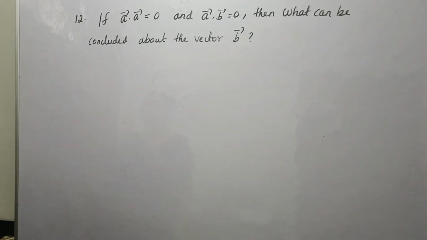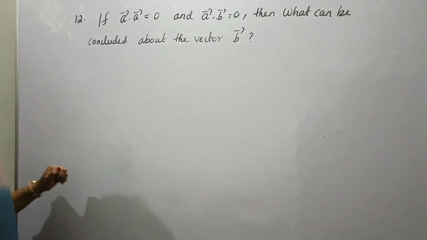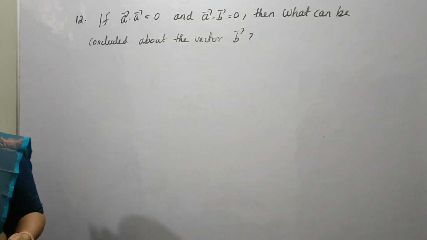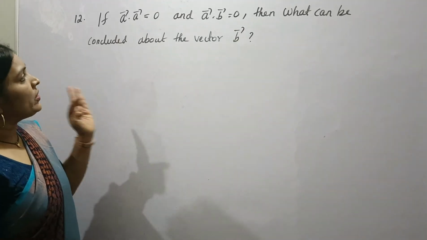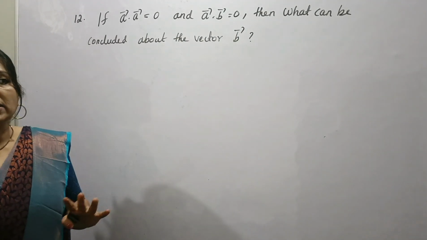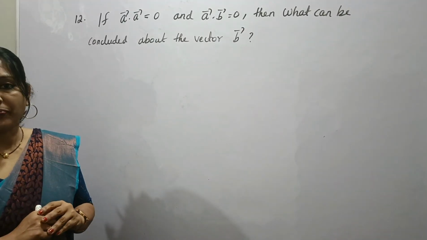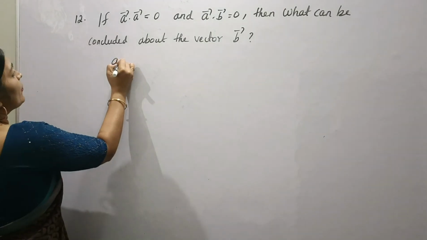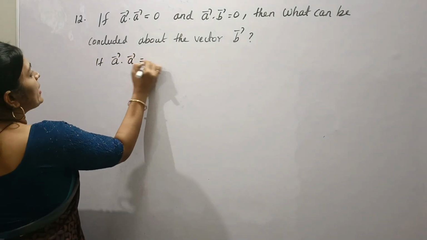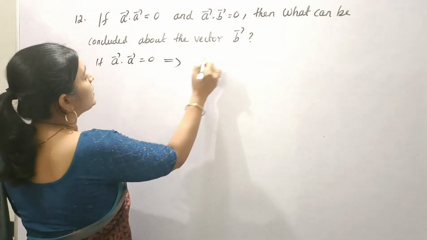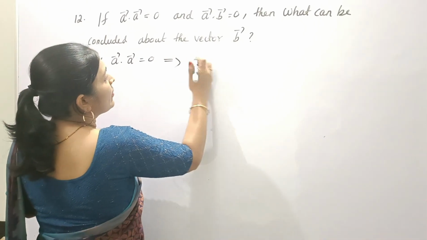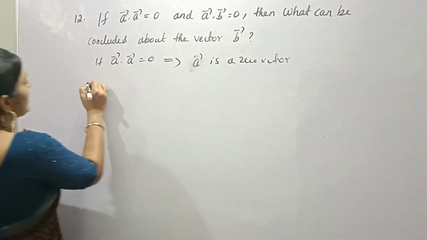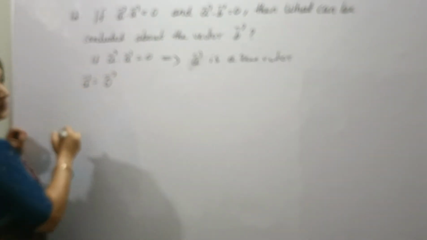If vector a dot vector a is equal to 0 and vector a dot vector b is equal to 0, then what can be concluded about the vector b? See, here vector a dot vector a is equal to 0 implies that vector a is a 0 vector. That is, vector a is equal to 0 vector.